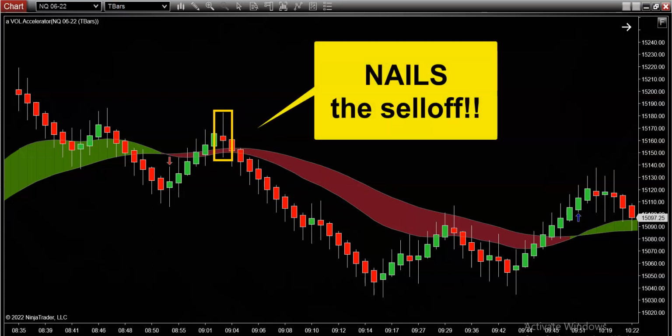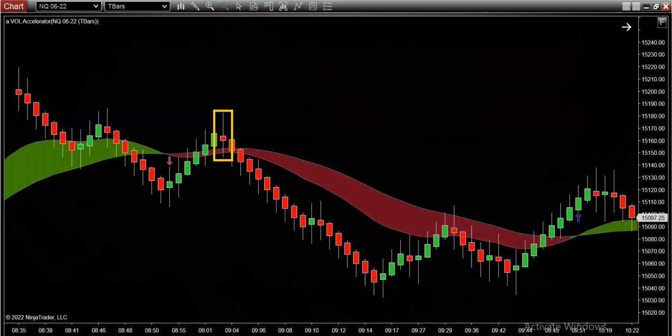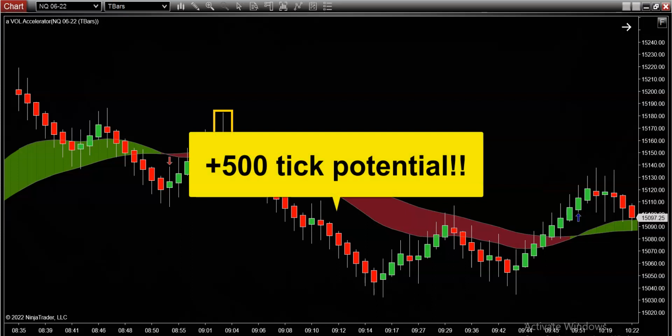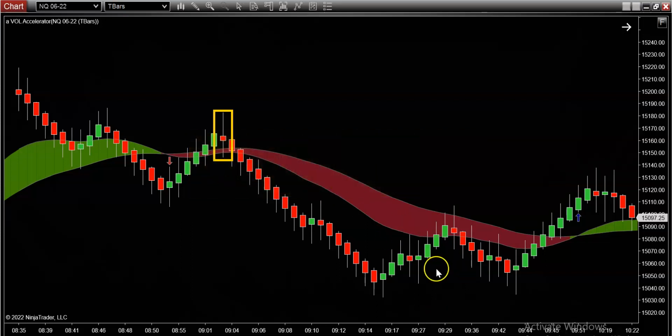This was a potential 500 ticks or pips if you're following in Forex. Think about that. 500 ticks or pips potential in just about 45 minutes. Okay, depending on where you got out, of course.